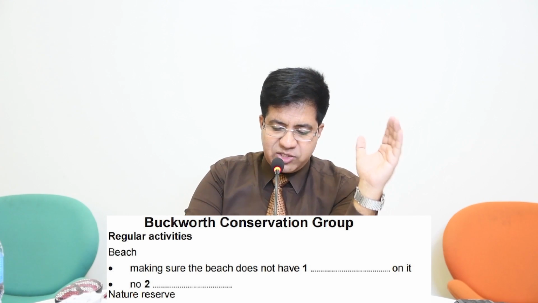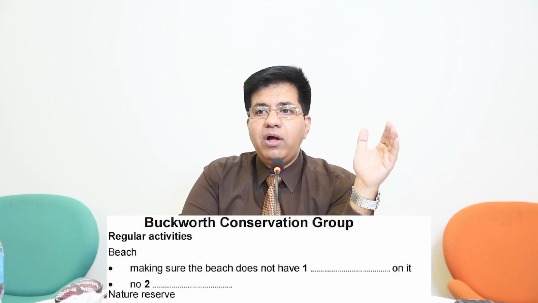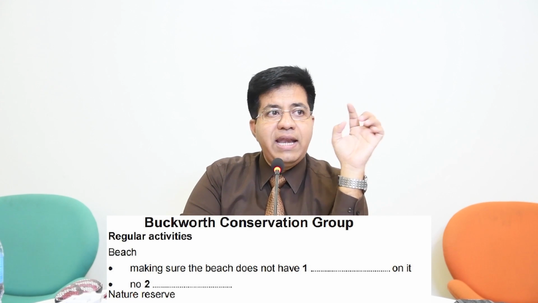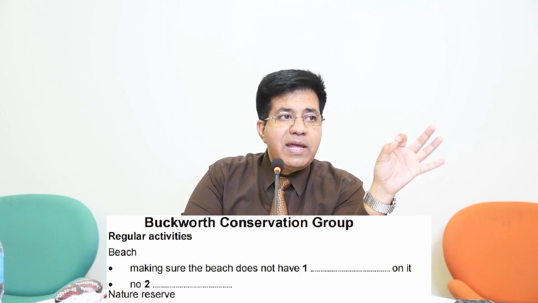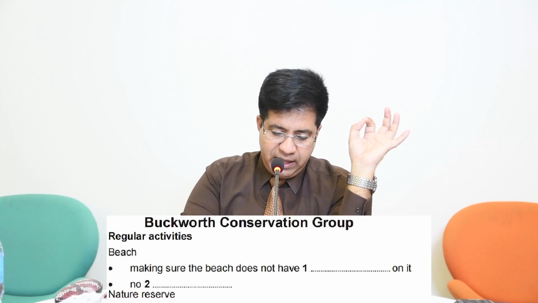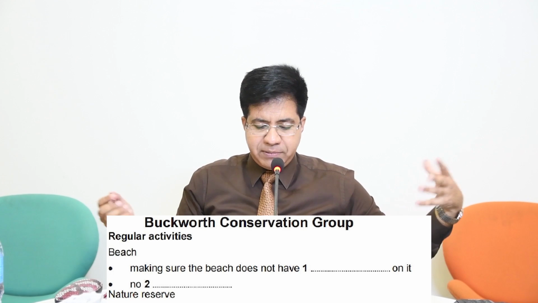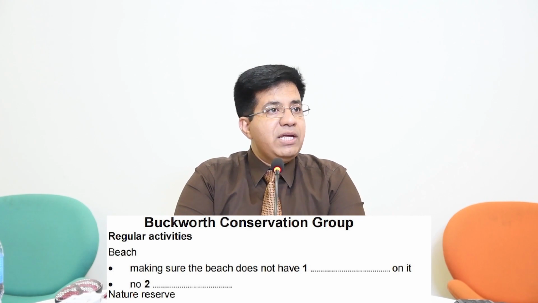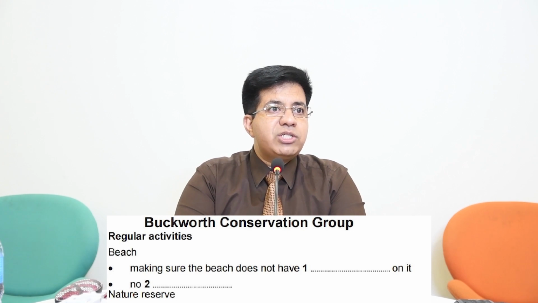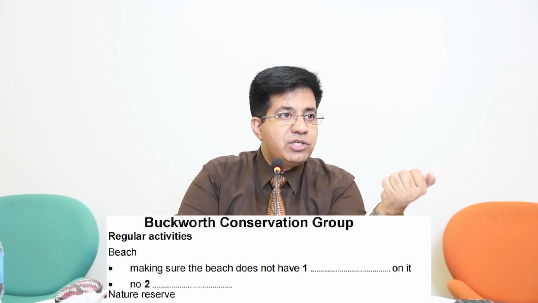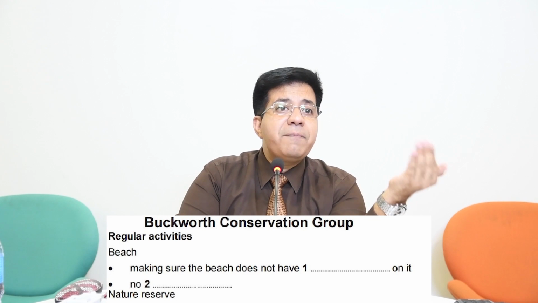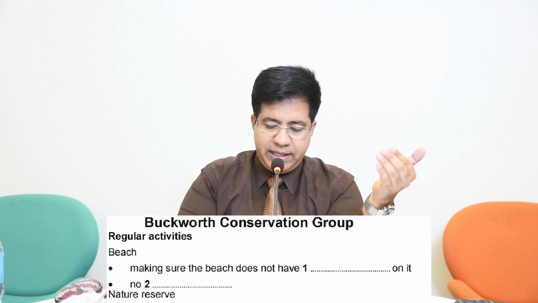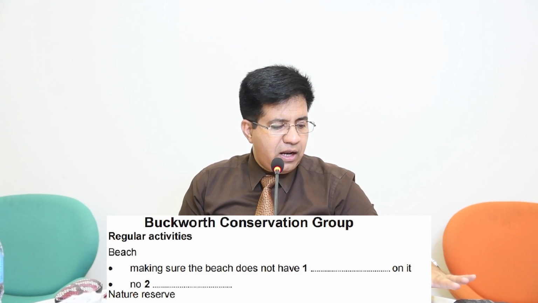Now underline does not have. Now you will listen to the audio carefully and they will use synonym of does not have. And that can be anything. For example, if they say make sure the beach does not have garbage or make sure the beach is free of garbage. Make sure there is no garbage on the beach. Free of garbage, no garbage, and all that. Now I play the audio. Please listen and answer question number 1.